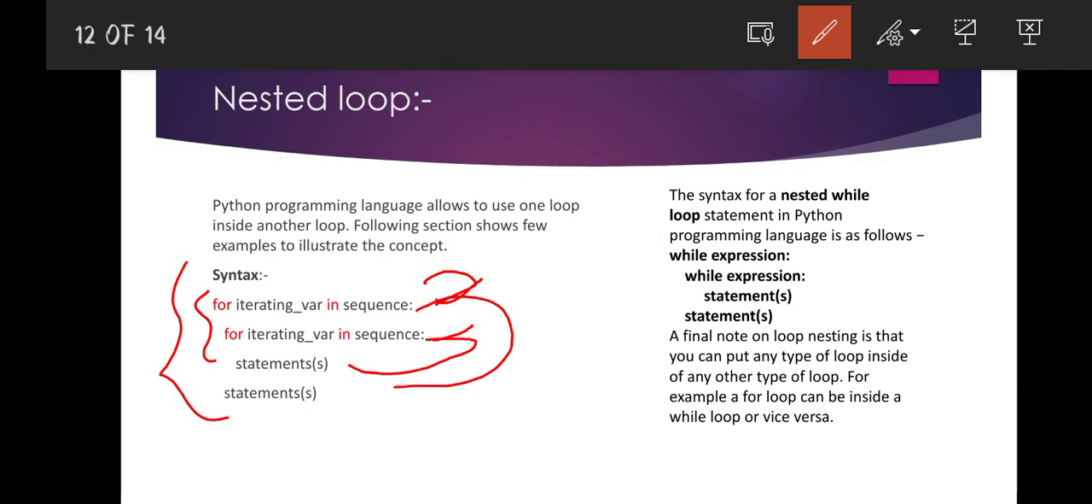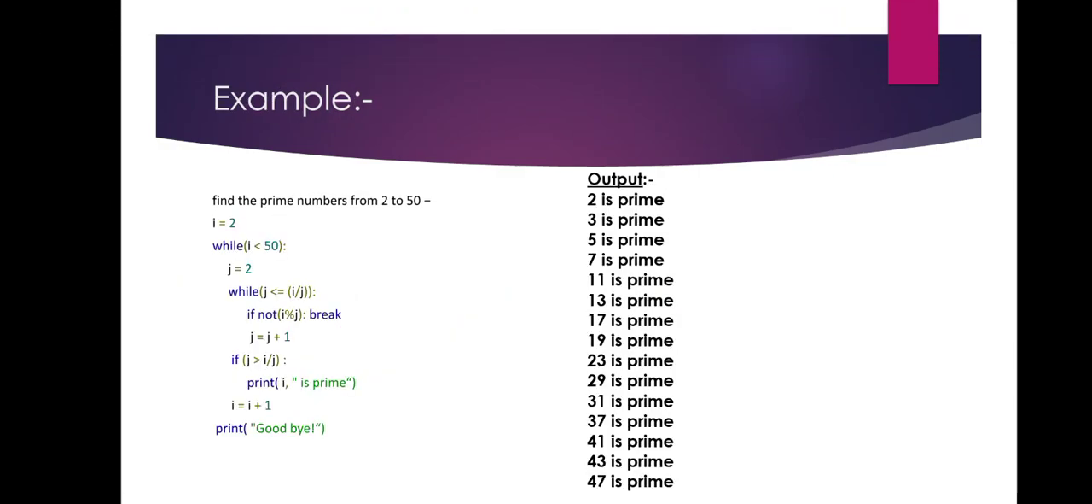And the syntax for a nested while loop statement in the Python programming language is: while expression, and this statement is for this one and this statement is for this loop. This means a loop inside a loop, so that's why it is called a nested loop. This is a nested while loop and this is a nested for loop. Another one, so this is an example for nested loops.